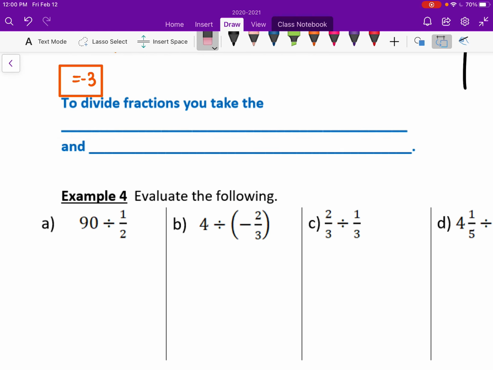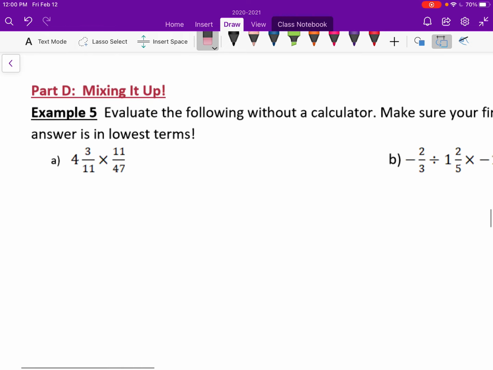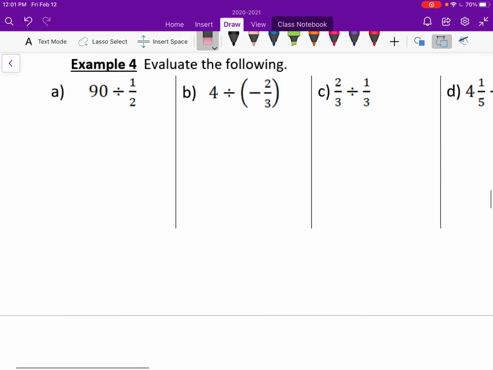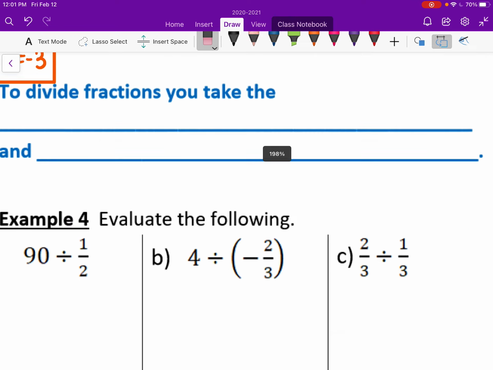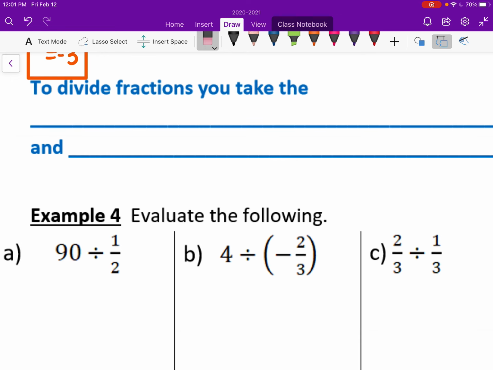Okay, so we're going to do dividing fractions, and then we're going to mix it up a little bit so that you can try to evaluate all of them without a calculator. Those ones after, so A, B, C, and D, use BEDMAS, use knowing what you know about solving equations with fractions, and try to solve those.